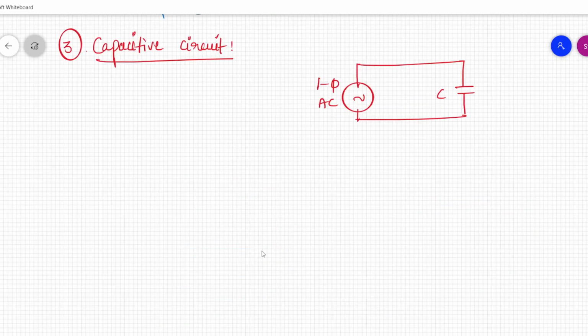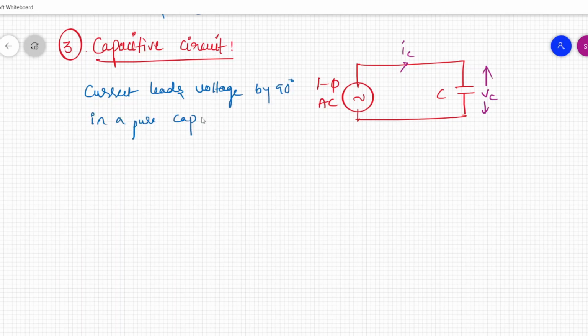Let us see the same behavior for the capacitor. IC is the current through the capacitor and the voltage across the capacitor is VC. We know that current leads voltage by 90 degrees in a pure capacitor. So what is the current here? IC will be equal to Im sine omega t, and to represent the lead I am adding the phase angle 90 degrees, because it is leading. VC will be Vm sine omega t plus 0.